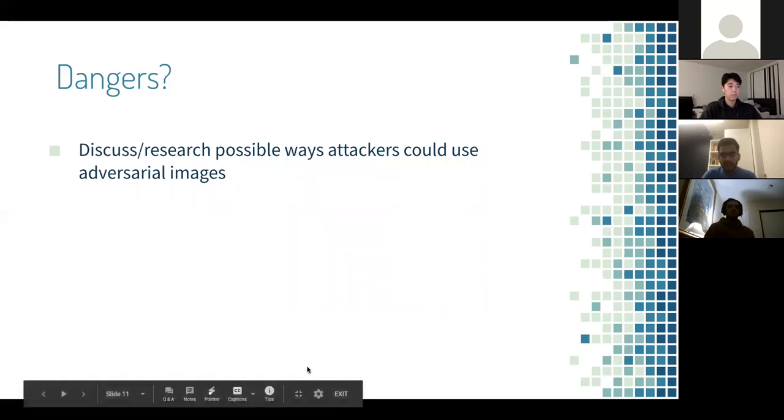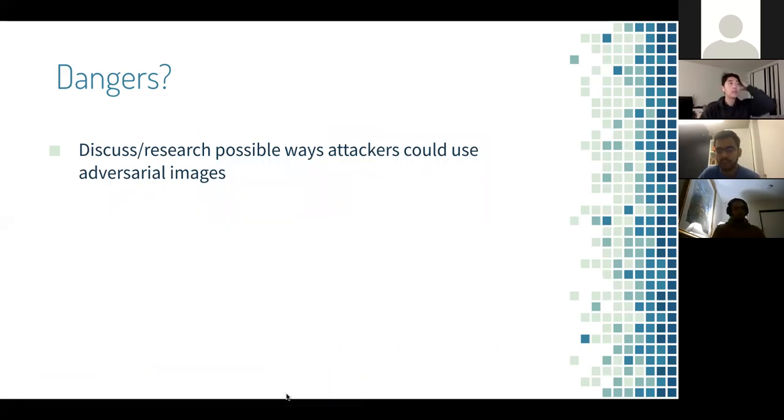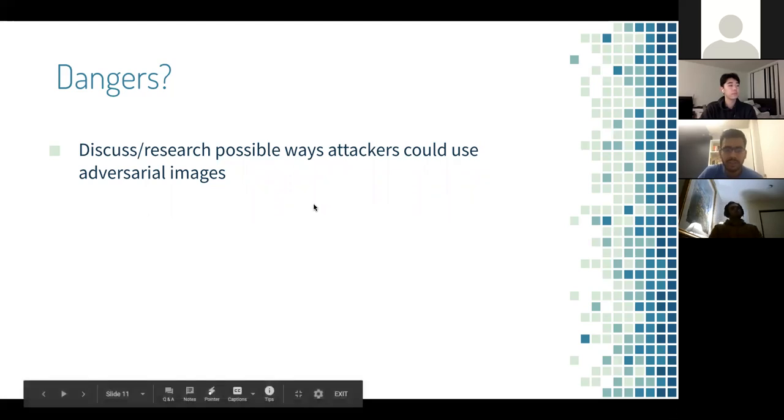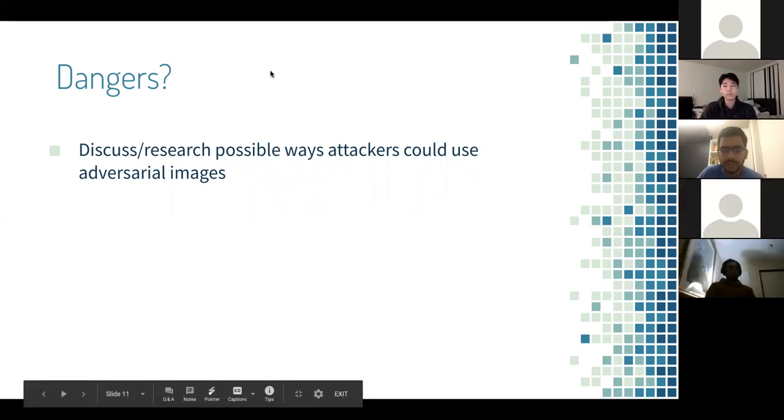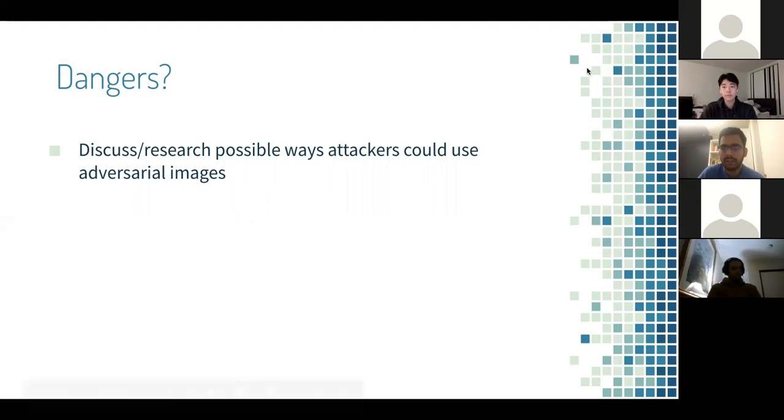So does anyone want to take a stab at how attackers could use adversarial images, like what they could do with it? If they were able to trick a machine learning model, what could they potentially do with it? Anyone? For a self-driving car, if you trick it so that something harmful looks harmless, then you can crash the car.